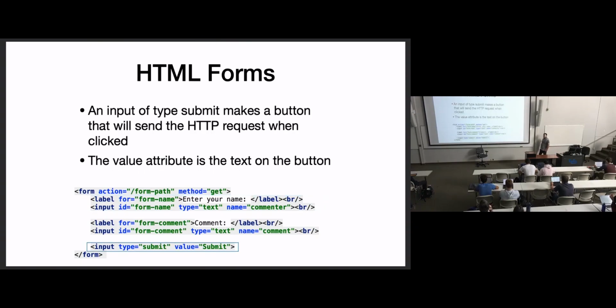And then a special input of type submit. This is going to create a button, and the value of submit is going to be the text on the button. So this form is going to have a button that says submit on it. Then when you click that, it's going to, you guessed it, submit the form and fire off the HTTP request to the server.